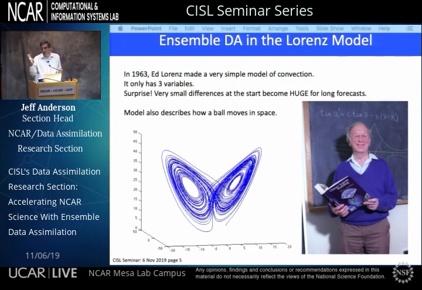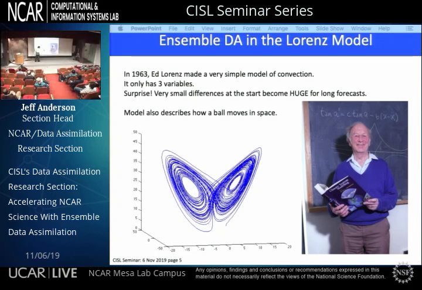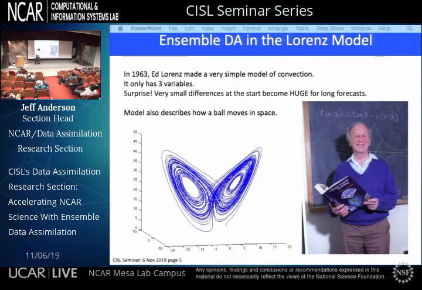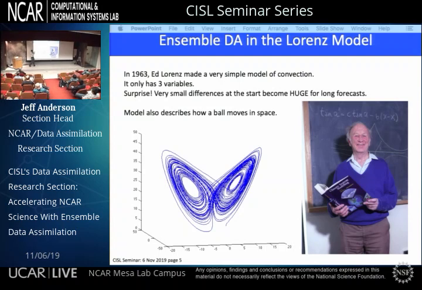It only has 3 variables, which you can call x, y, and z. One way to think about it, which I like to do, is that instead of just thinking of this as convection, this is really the path of a ball in a 3-dimensional space. So it goes around here for a while, it goes around here for a while, and this is 3-dimensional, so it kind of looks like this.